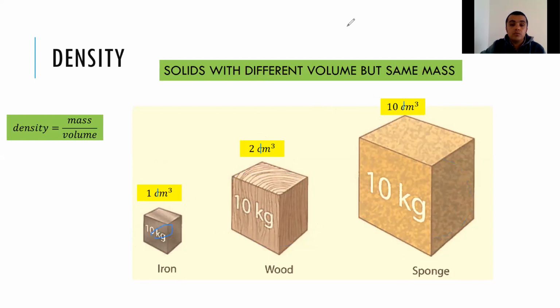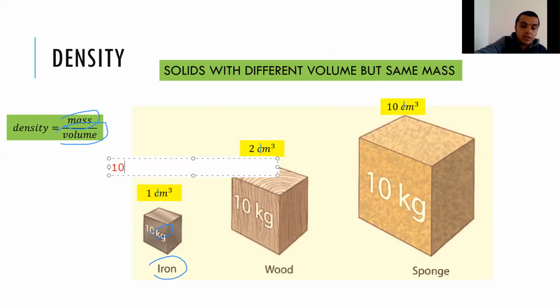So now, looking at the first one, iron, using this formula, density is equal to mass divided by volume. What is the mass of the iron? 10 kg, divided by volume, 1 decimeter cube. So that is equal to 10 kilograms per decimeter cube. Can I just write it down here? Kilograms per decimeter cube.